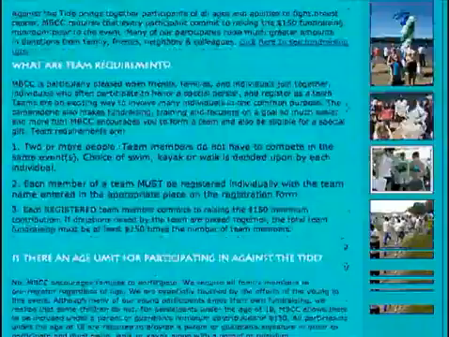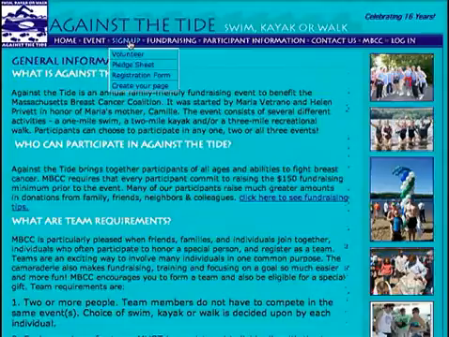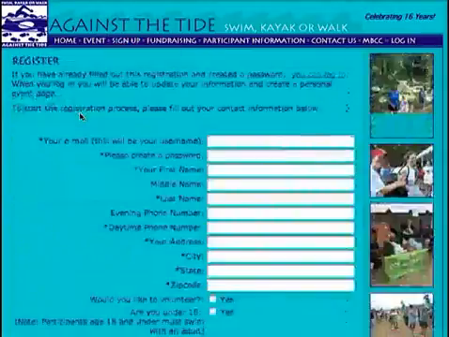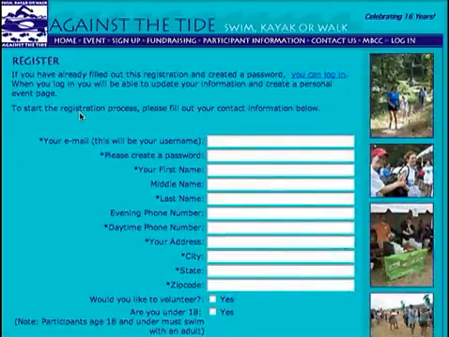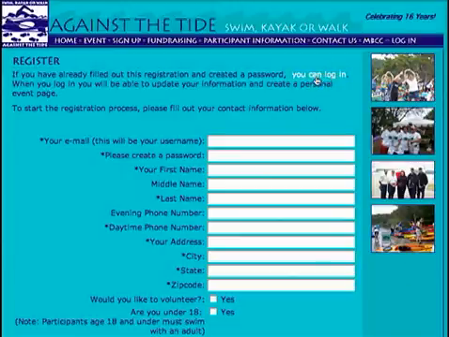Once you've read through the general information, go to the Sign Up button and click on Registration Form. If you've already participated in the Against the Tide swim, kayak, or walk event in the past and have already registered online, you can skip this step and proceed directly to log in, either by clicking here or clicking the login link in the top right.